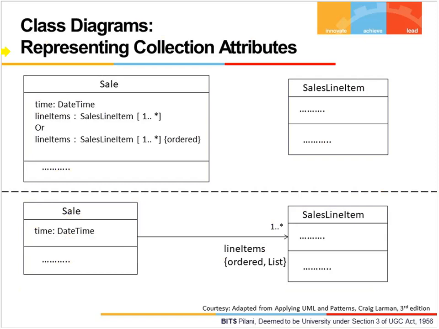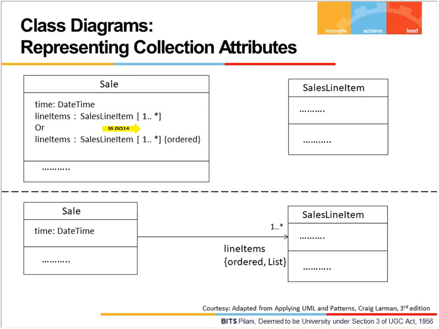The first way you can represent it is like this, right? You say that you have a line item, which is of type sale line item. So my sale line item is another class, and then you represent its multiplicity here. When I say it is 1 to star, this can be an array. If you want to replace star with n, then you may say it is 1 to n. It can be 0 to n. It can be exactly 3. It can be exactly 4. So depending upon your case, you specify the multiplicity here, right?